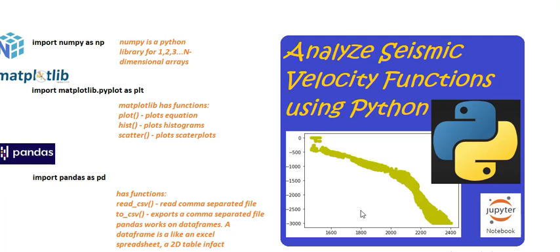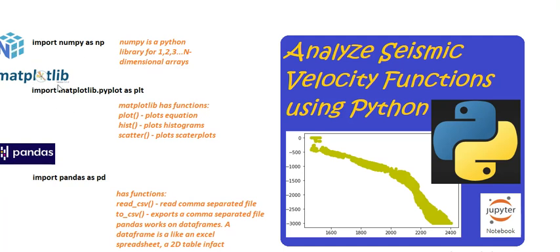The three main libraries that we'll be using in Jupyter Notebook are NumPy, Matplotlib, and Pandas. So NumPy is used to process this 3D array of numbers. This could be your seismic cube, or it could be just a seismic line, anything which can be arranged as an array. So that's NumPy.